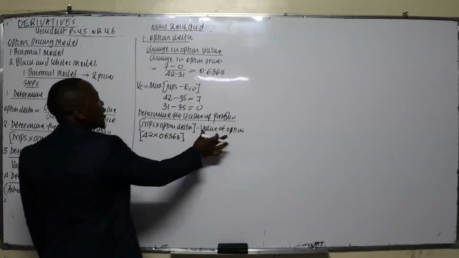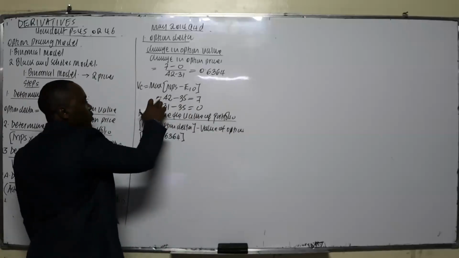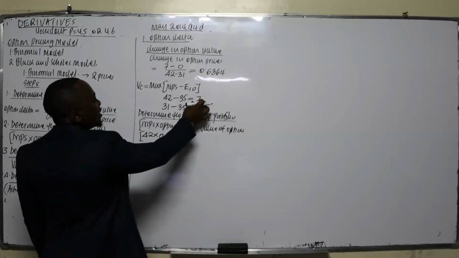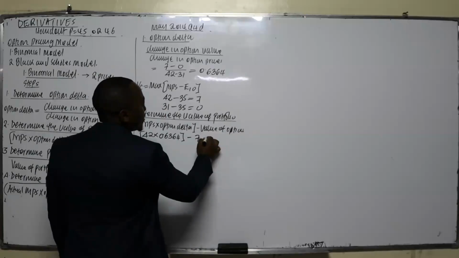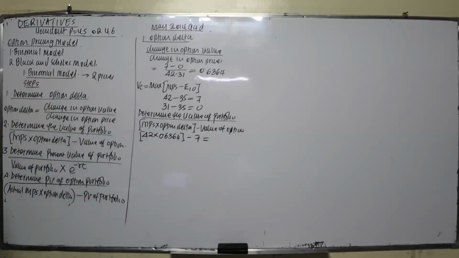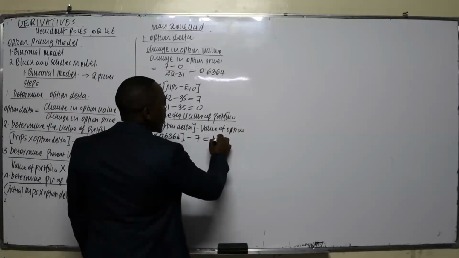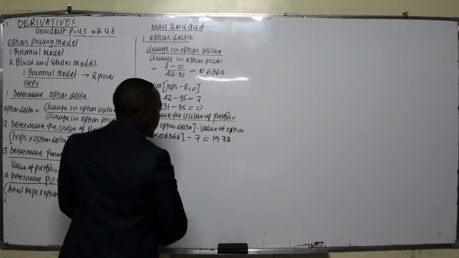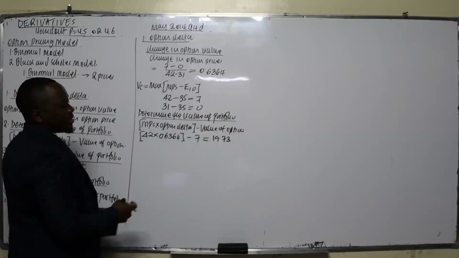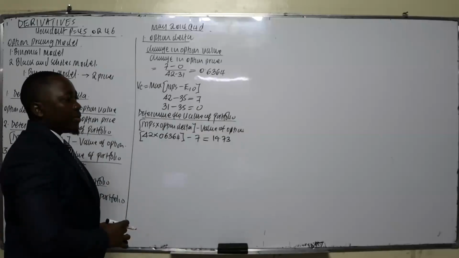Then you minus the value of the option. If you exercise at 42, it will give you a value of how much? Yeah, the value was 7. Good. 19.73, good. So that's the second step. Determine the value of the portfolio.